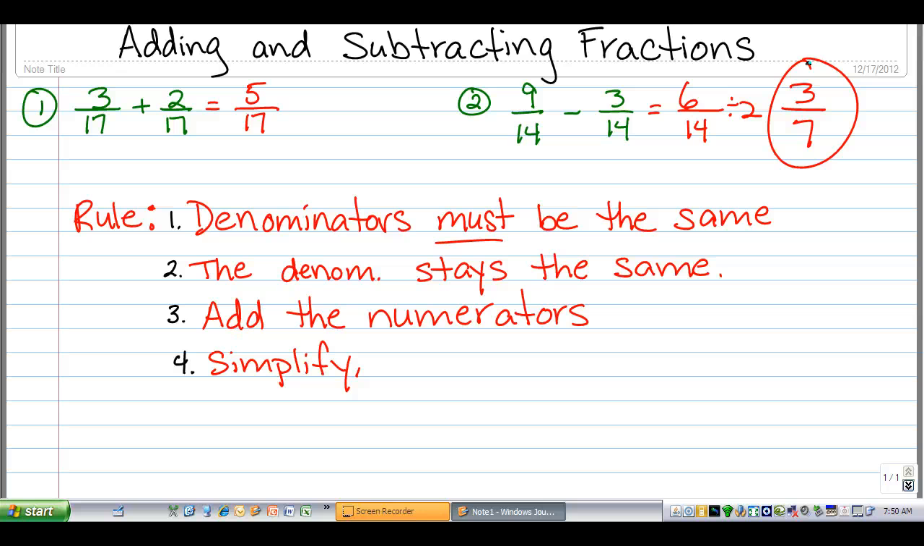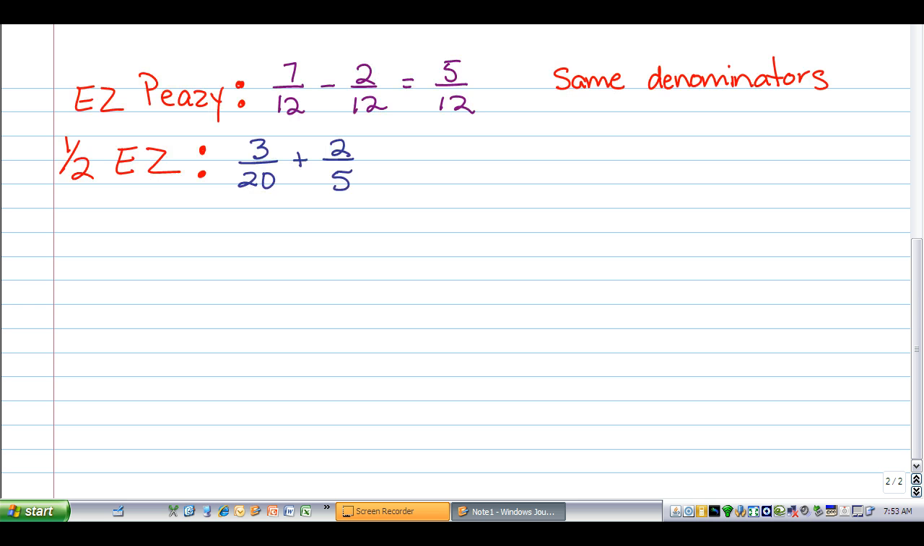So what happens when the denominators are not the same? Well, then it gets a little more complicated. You have to add a step or two. All right, so what we just did is what I call the easy peasy. Easy peasy is when the denominators are the same. All you have to do is add the numerators.